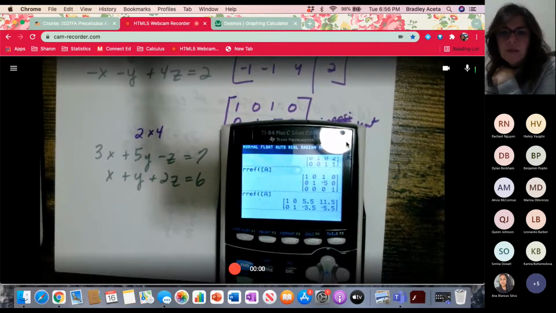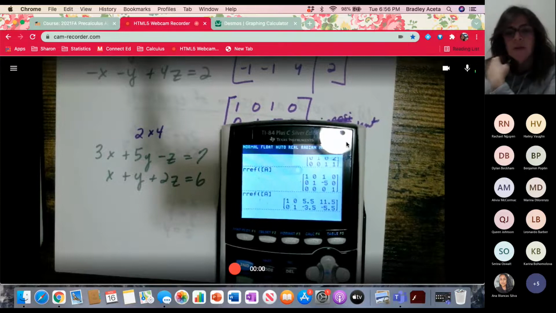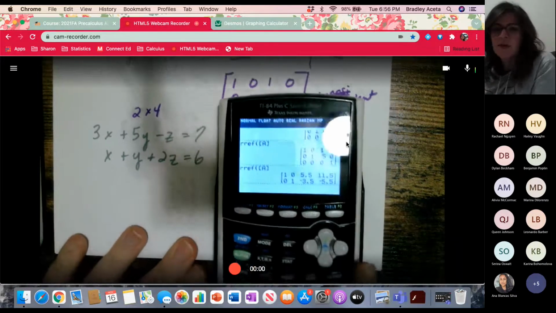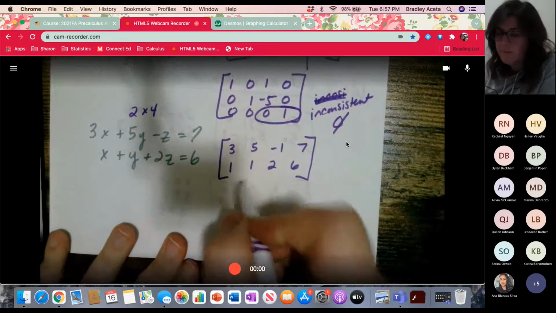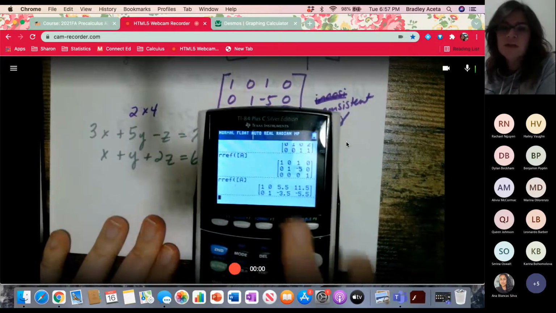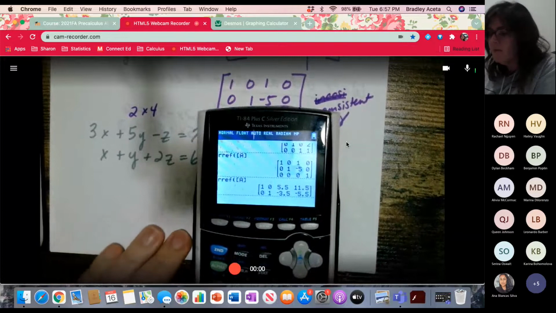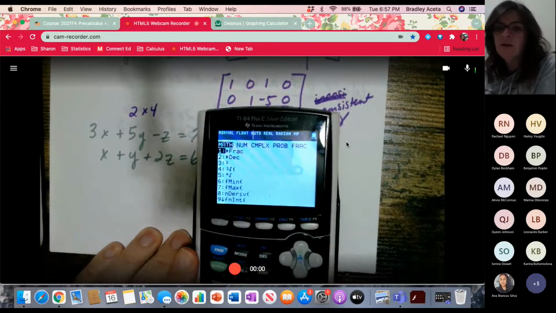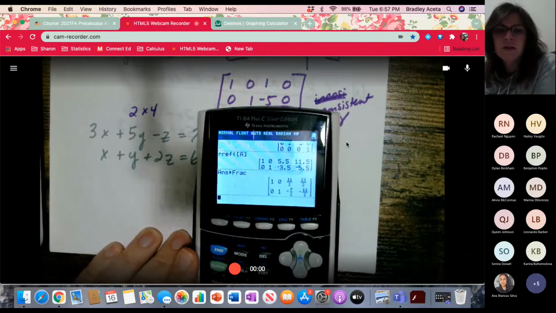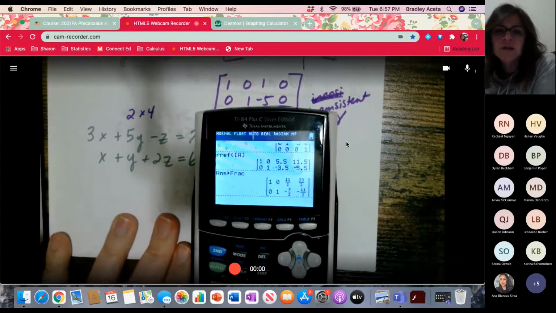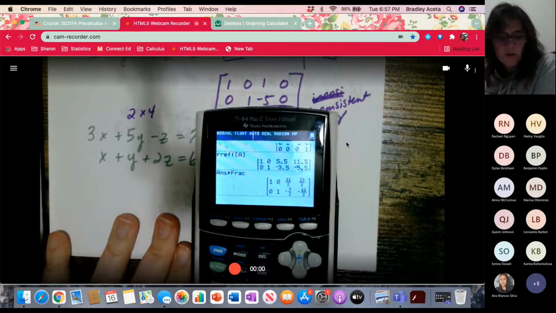Okay, so let's see what we got here. So we got 1, 0, 5.5, 11.5, 0, 1, -3.5, -5.5. So we kind of have this diagonal, but we're missing an entire row to tell us what Z is. Oh, and I do want to show you, you can change decimals that are terminating. You can hit math and then hit frac and then hit enter again. It'll actually make them into fractions. You might want to do that, I think, on the homework tonight, like change them back into fractions.